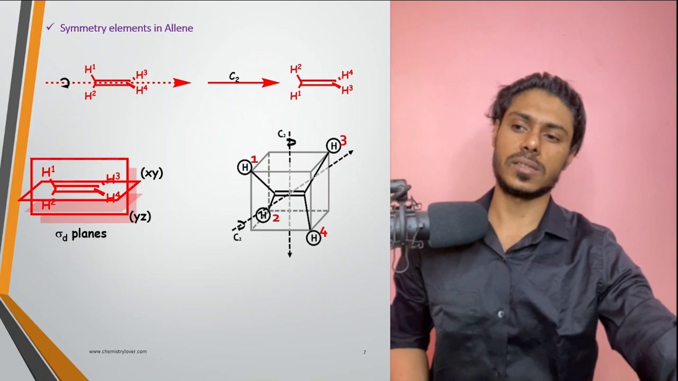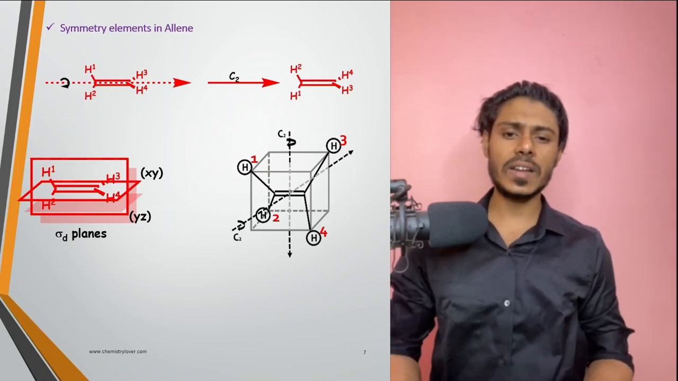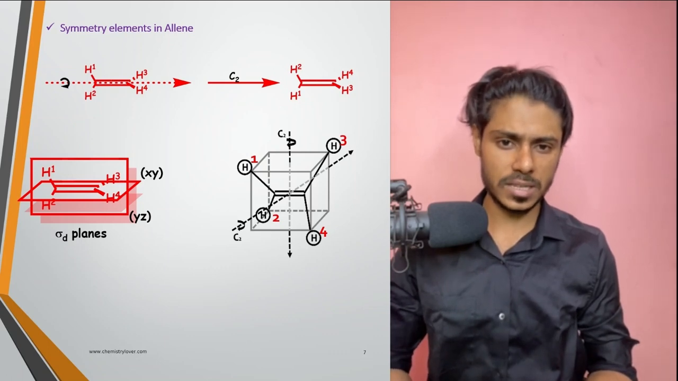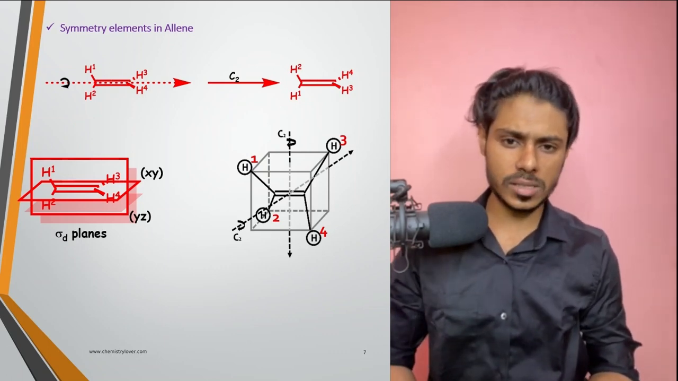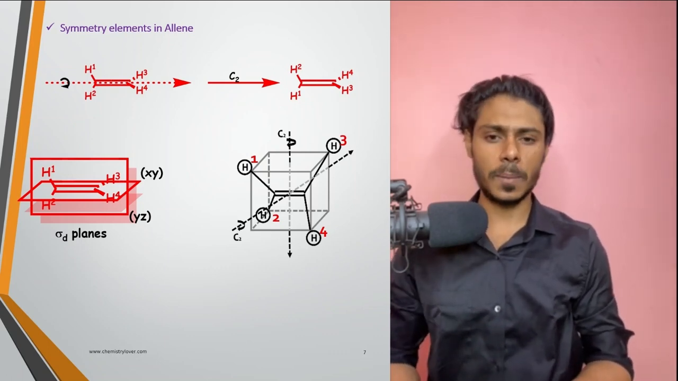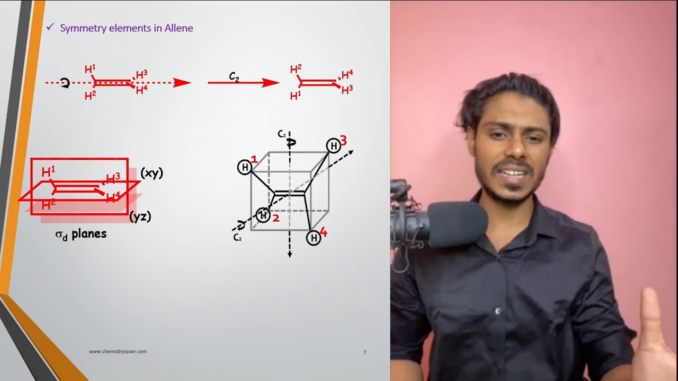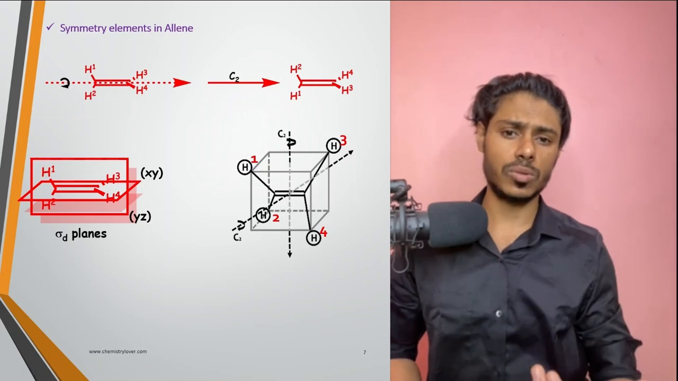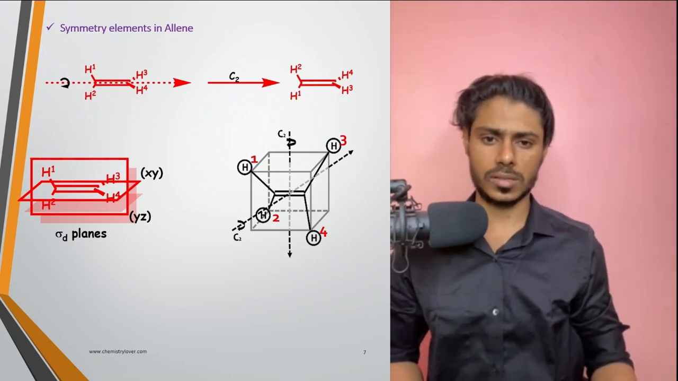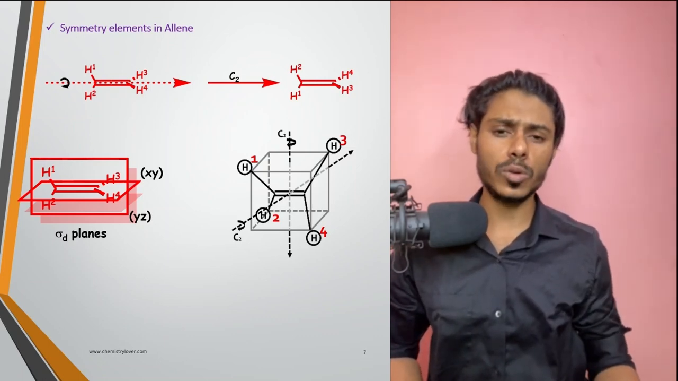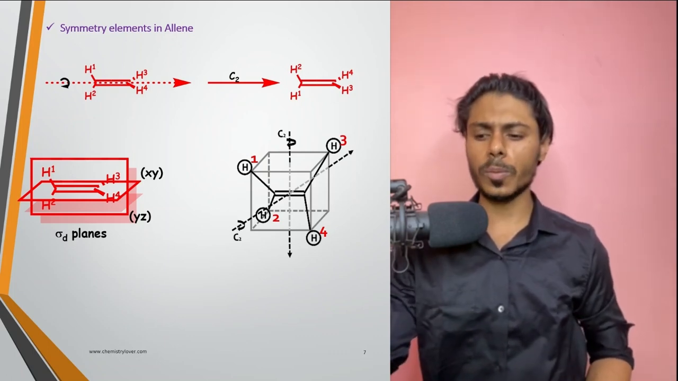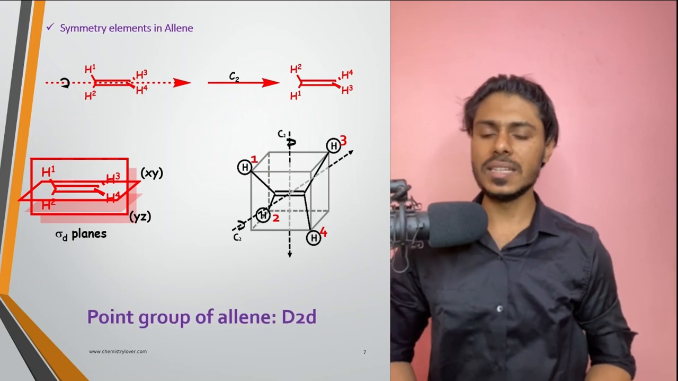So now what are the symmetry elements present in allene? We have one C2 axis, the principal C2 axis, two perpendicular C2 axes, and two sigma planes, and the sigma planes are actually sigma d and not sigma h, because they are parallel to the C2 axis and not perpendicular to the C2 axis, okay. So what will be the point group of allene? Let me know in the comment section. Yeah, so the point group of allene is D2d.